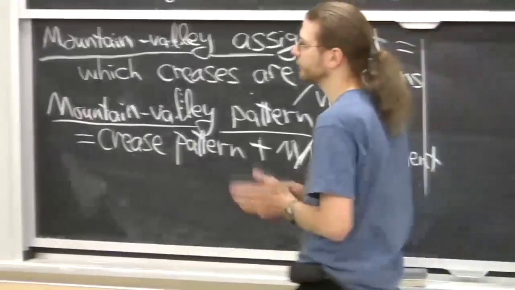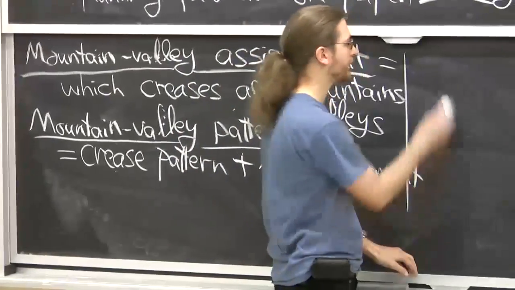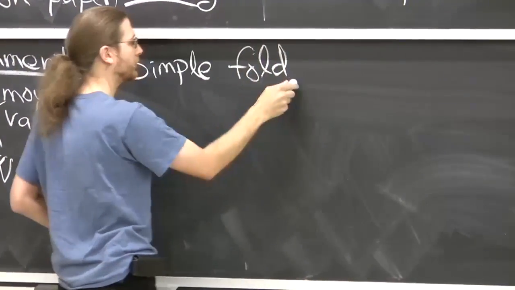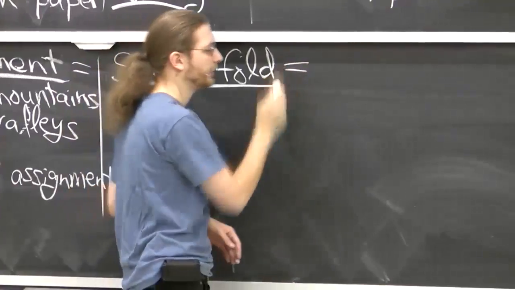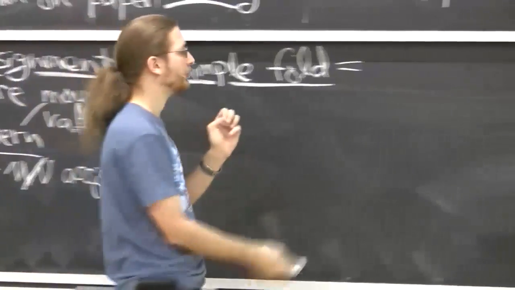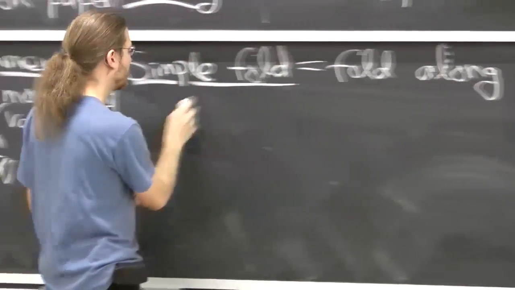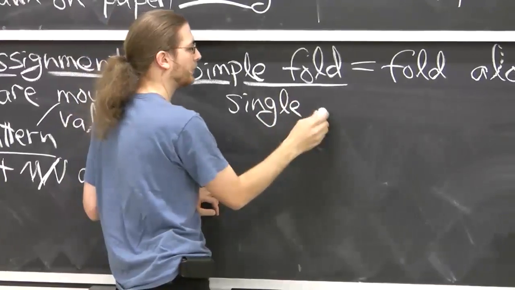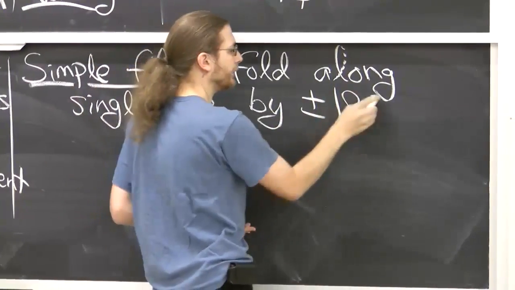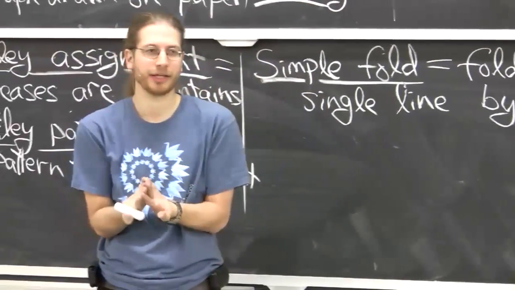Today's lecture, I showed you this pinwheel to give you an idea of more complicated folds, the general origami fold. But today I want to focus on a relatively simple kind of fold, which is called simple folds. So a simple fold, unlike this thing where I have to simultaneously collapse many creases, a simple fold just involves one crease. So it is a fold along a single line, and we fold it by plus or minus 180 degrees. So depending which way you're counting, plus 180 is maybe valley, minus 180 is mountain.